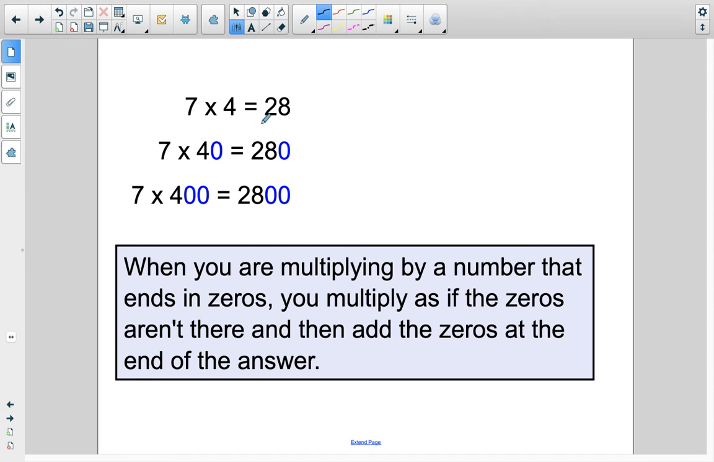Before we do examples, this is basically the concept of the rule or the strategy as best as I could summarize it so that it makes sense. Anyway, it says when you're multiplying by a number that ends in zeros, you multiply as if the zeros aren't there and then add the zeros at the end of the answer you get. So I'm going to think of this as 7 times 4 is 28. Just take those zeros, stick them on the end, 2,800.